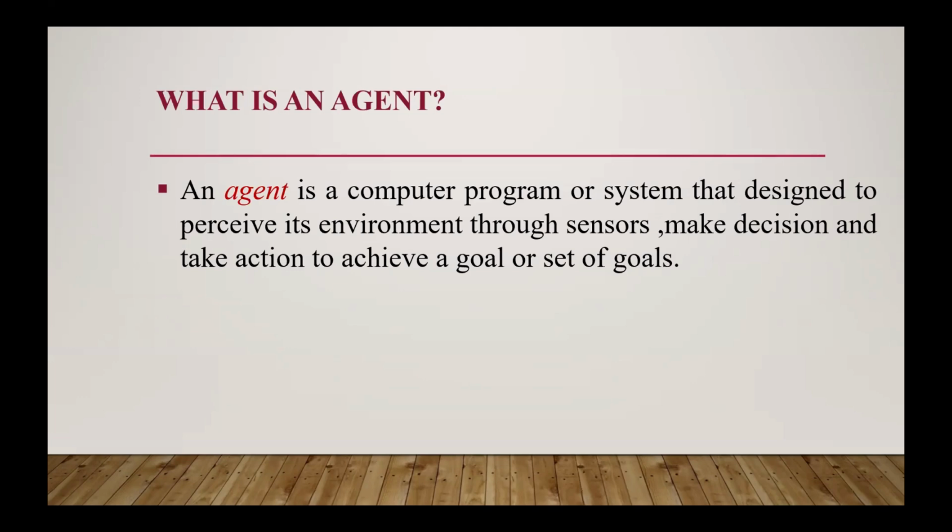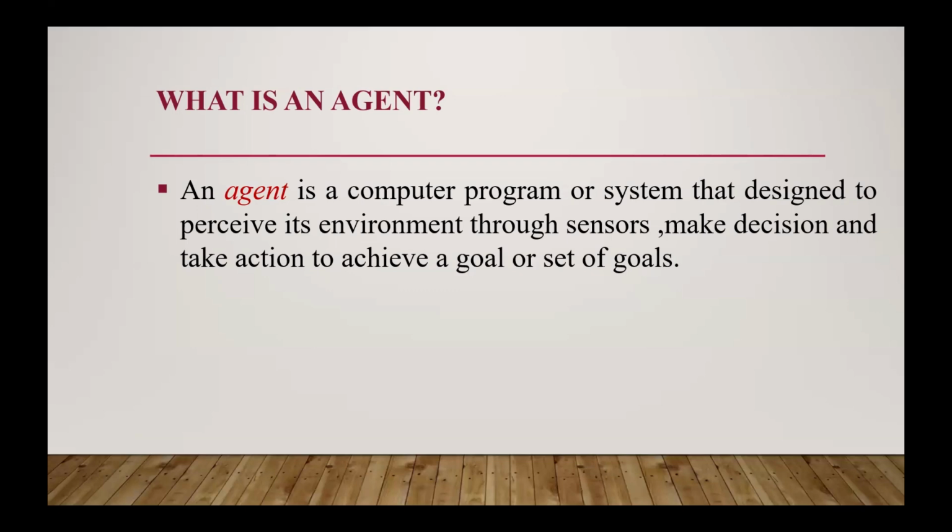Whenever we say agent, it means a computer program or a system which has the capability to receive the state of its environment. It is surrounded by the environment and receives all the state through sensors. It has its own capability to make decisions to achieve the goal. So it does not only make the decision, but it has the capability to achieve the goal. So what is an agent? An agent is a computer program or a system that has minimum three things.